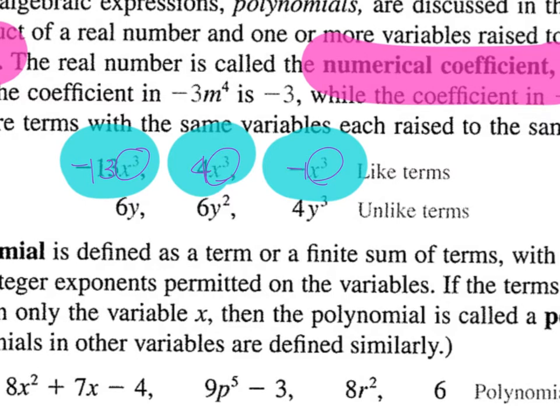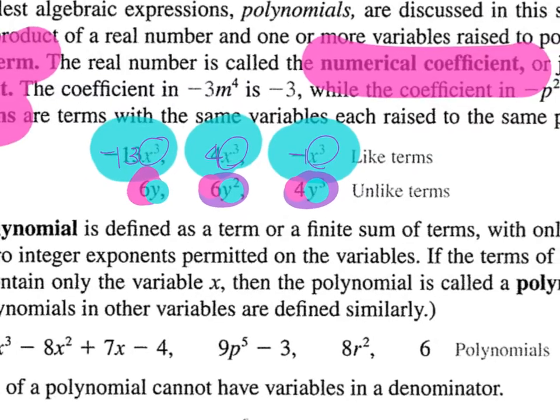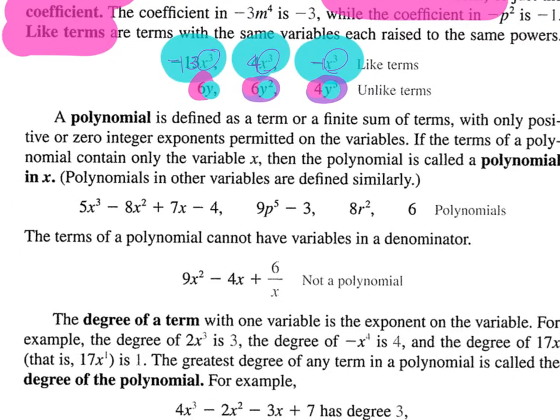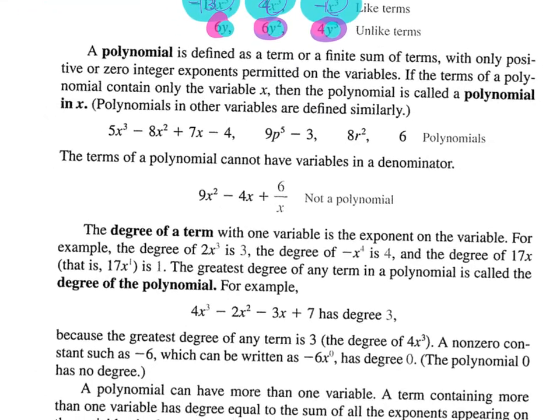If you look at the second example here, if I take off the coefficients again, which are the 6 and the 4, what's left is y to the second and y to the third. They have to be exactly the same, so you can't have a different exponent. Those would not be like terms. So if you remember, you can combine like terms.